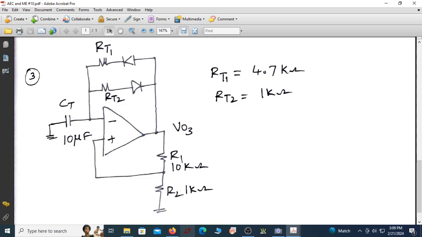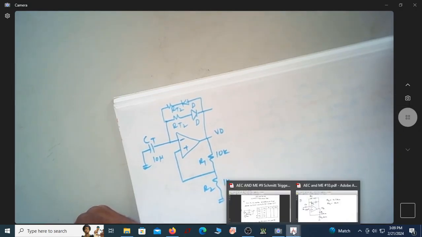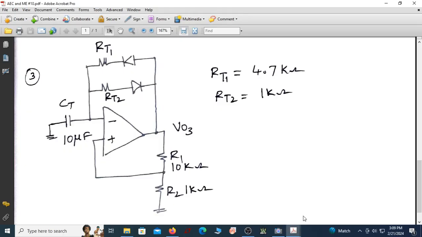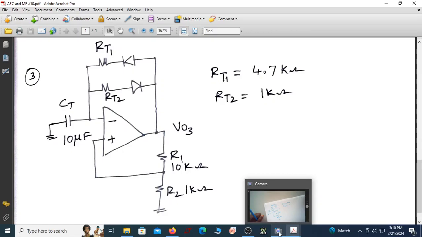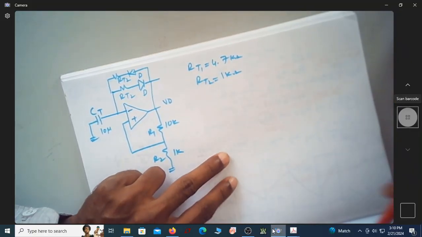Okay, let me just go back. RT1 and RT2 are assumed to be: RT1 is 4.7 kilo ohm and RT2 is 1 kilo ohm. If these two are the timing resistors, let us find out what is... Okay, let me find out. So these are the specifications.